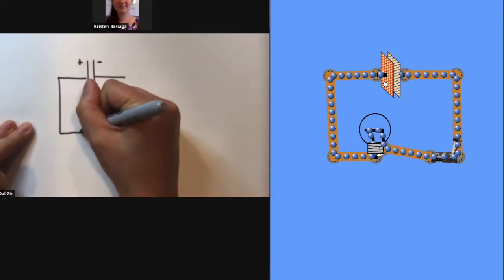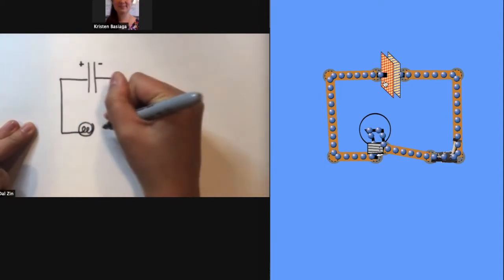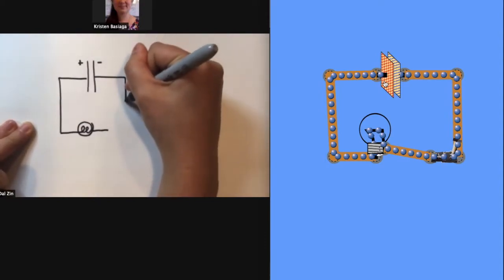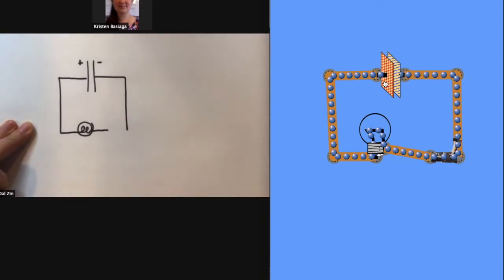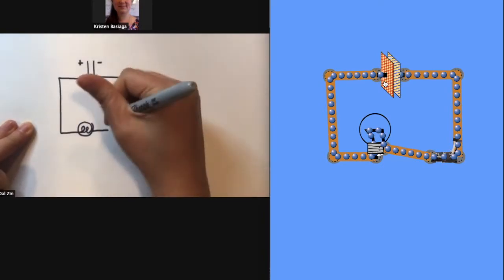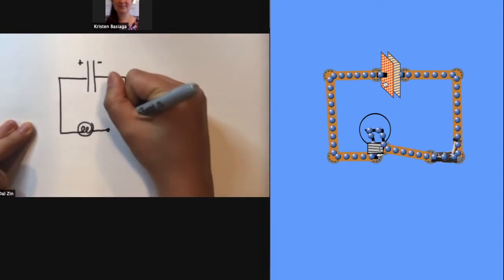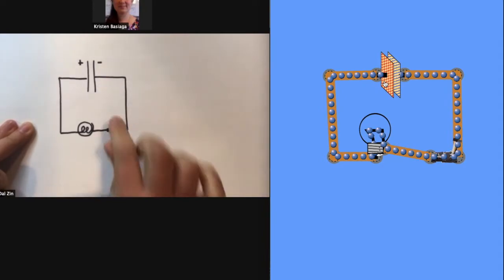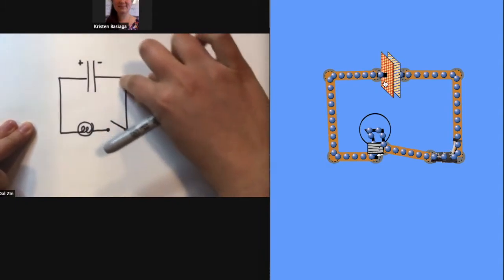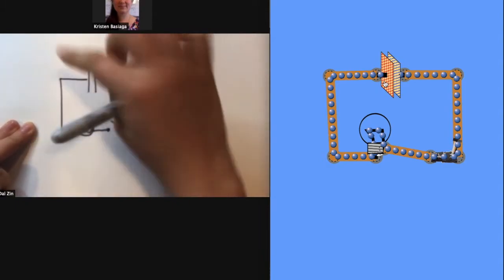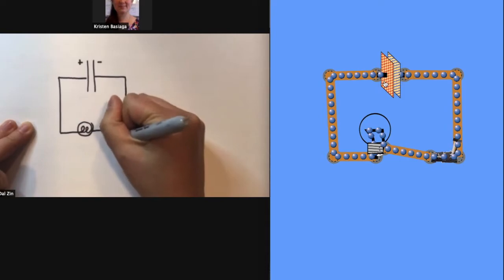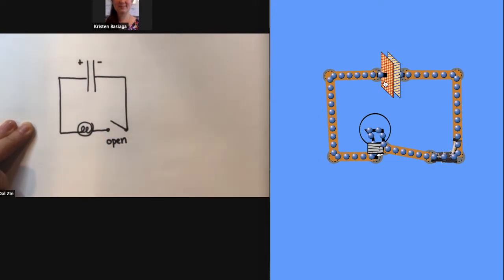I have my light bulb, but it's not currently on because I put a switch. Right now, the switch is open. The open symbol looks kind of like a door that's open. The electrons don't have a complete path to move from positive to negative. So I would call this an open switch and an open circuit.